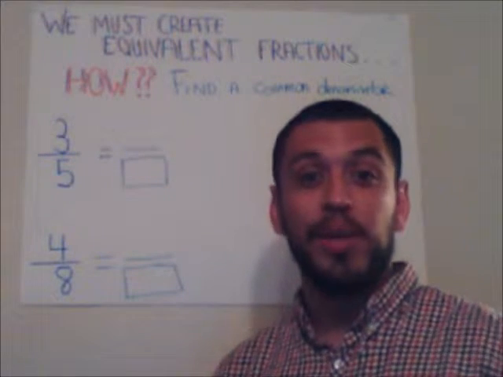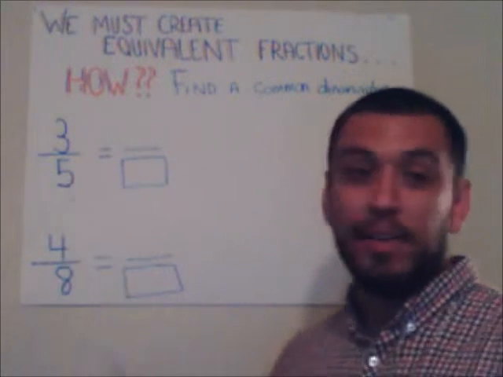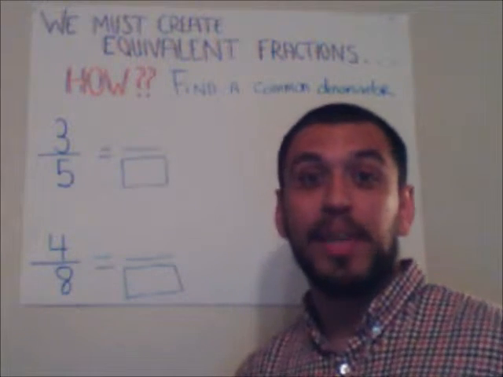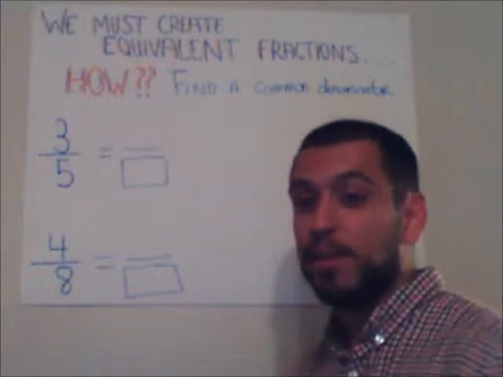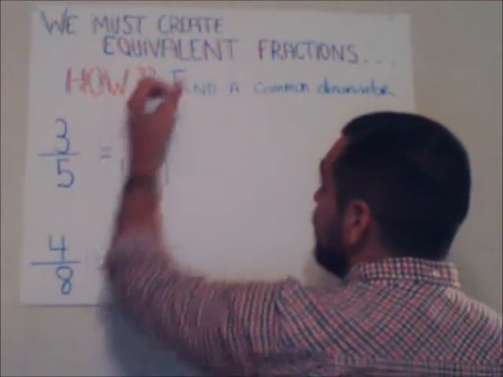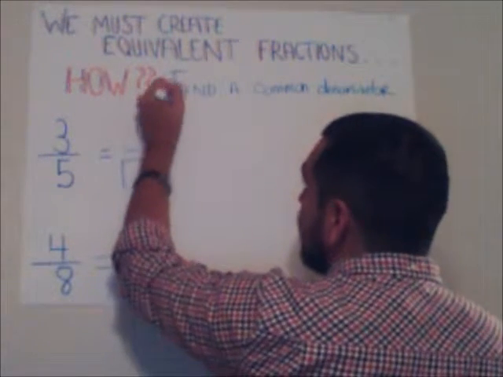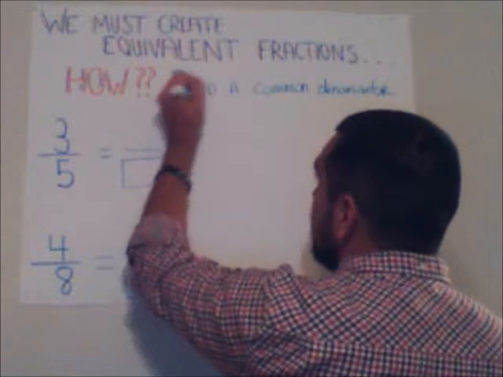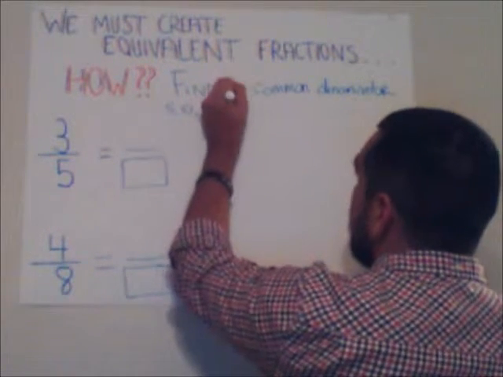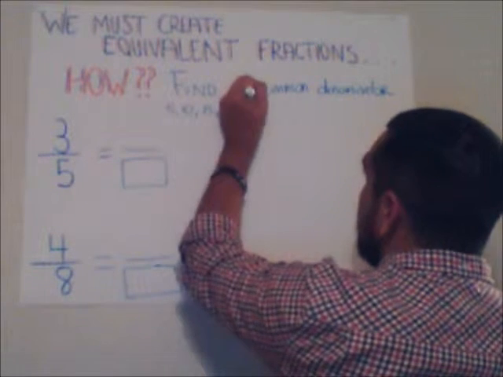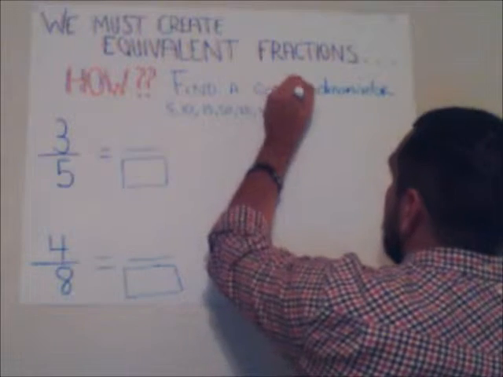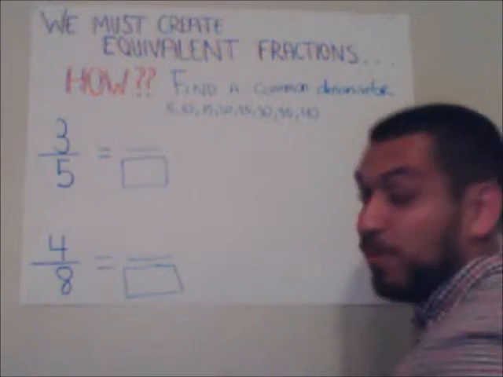Well, what we're going to do is we'll start with 5 here. And what we're going to do is we need to list the multiplication tables of 5. So we're going to list that out for y'all. Okay, so we got 5, 10, 15, 20, 25, 30, 35, and we'll stop at 40.